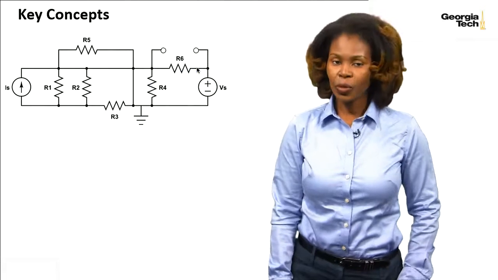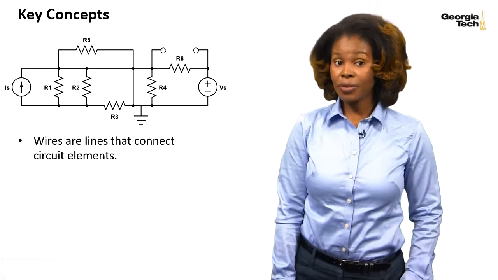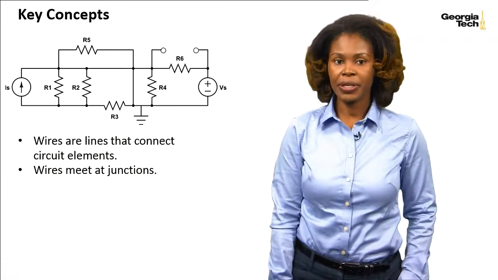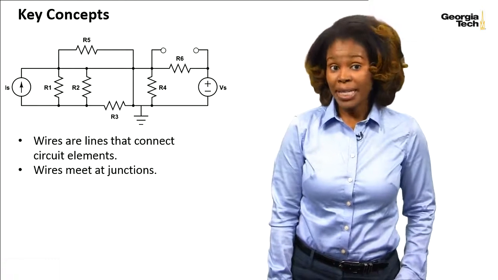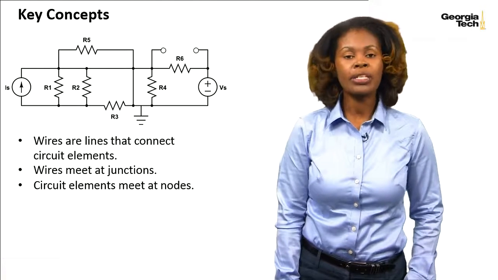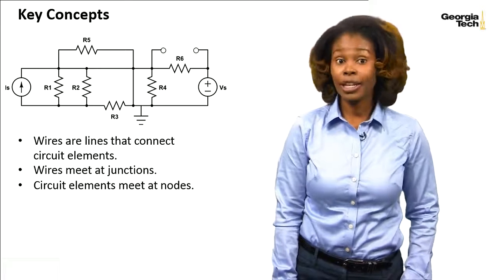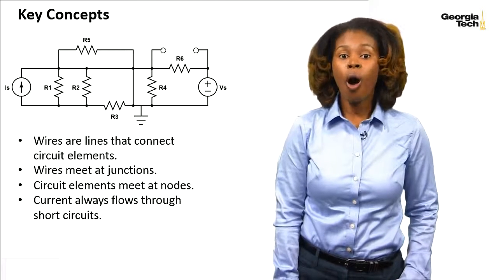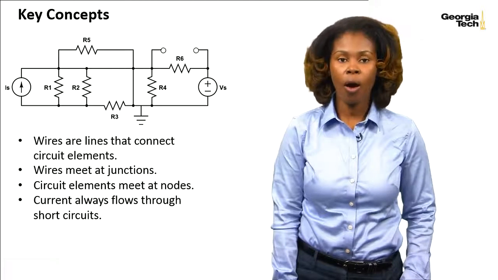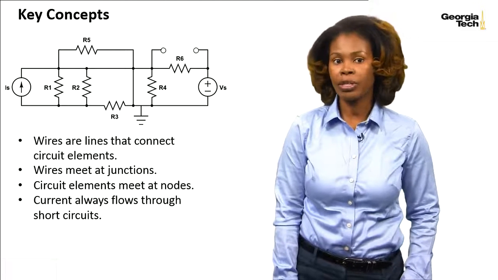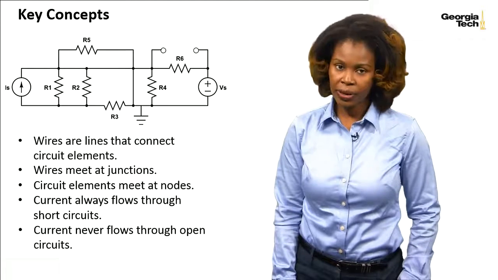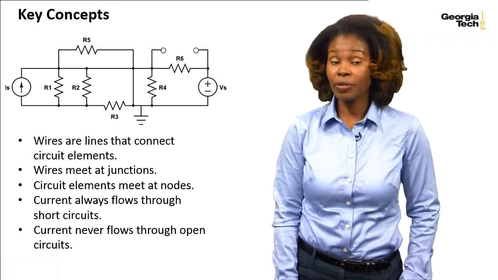The key concepts that we have discussed in this lesson are: first, remember that wires are lines that connect circuit elements. Wires meet at junctions, but circuit elements meet at nodes. Always distinguish between a junction and a node. Current will always flow through a short circuit. And remember that a short circuit is any wire that has the same start and end node as another circuit element. And current will never flow through an open circuit because current needs a closed circuit in order to flow.